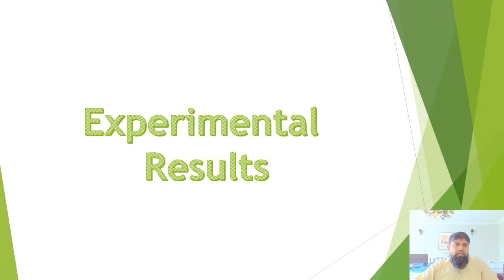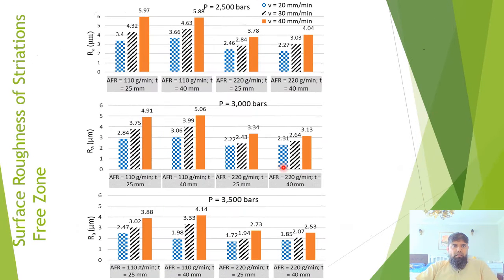Experimental results. This section presents the measurements in respect of the three cut surface related response variables which are described in the previous slide. This slide presents the surface roughness of the striation-free zone. The three plots are presented over here, which are categorized with respect to the jet pressure. The first one is for 2,500, the second for 3,000, and the third one is for 3,500 bars.